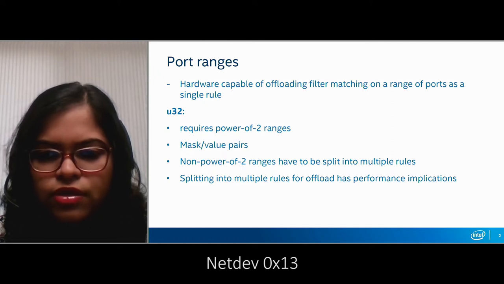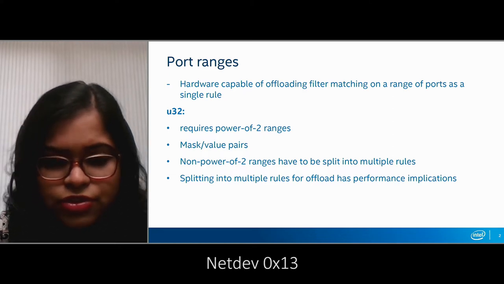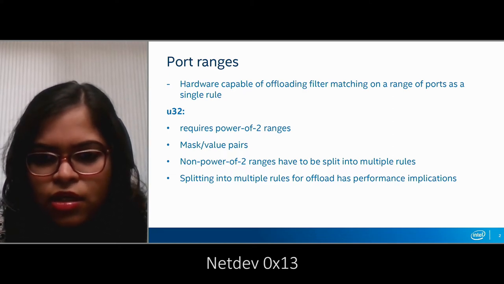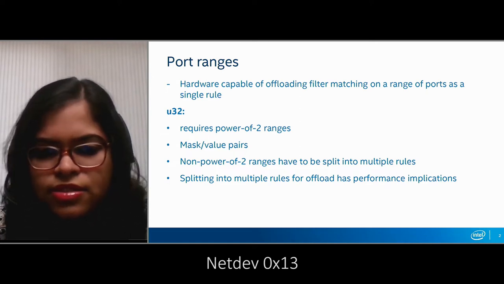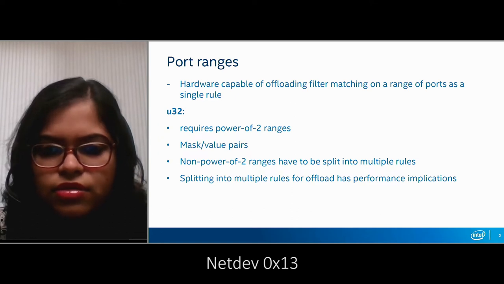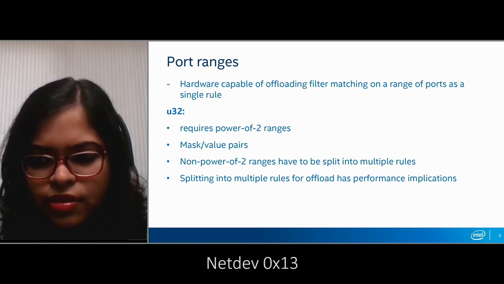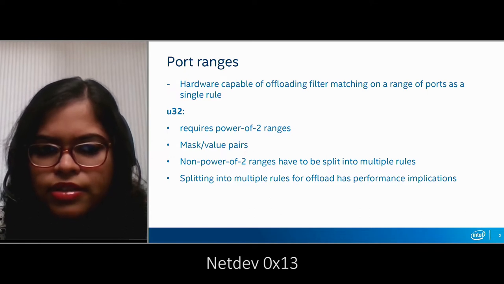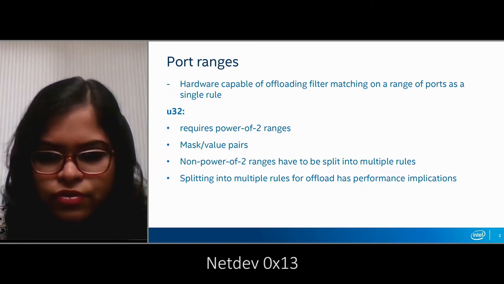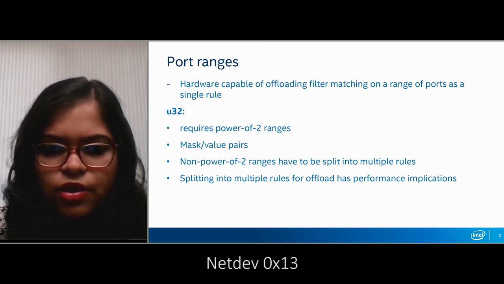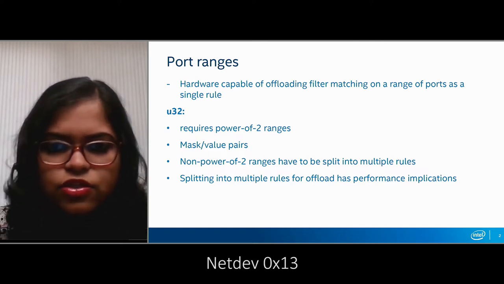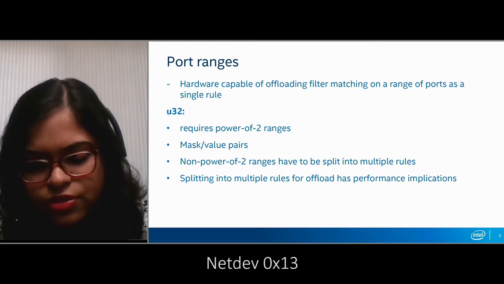And in software, there are other software infrastructures that actually support port range rules like IP set and eMatch trees. So IP set takes these ranges as min and max values. eMatch tree does less than or greater than comparison. But these do not support hardware offloads. And in OVS, these are again bitwise matches that require power of two ranges and need to be split into multiple rules for non-power of two ranges.